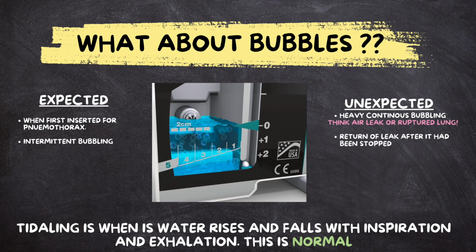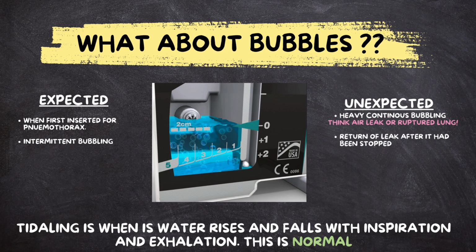Tidaling is something we'll talk about just real quick. You'll notice sometimes that the water chamber fluctuates up and down. This is called tidaling. This is where the water seal is moving with the pressure inside of that cavity. As they're breathing in and breathing out, you might see that water level dip and rise, and it coincides with their breathing pattern. So this is completely normal. This is supposed to happen, so nothing to be alarmed about there.